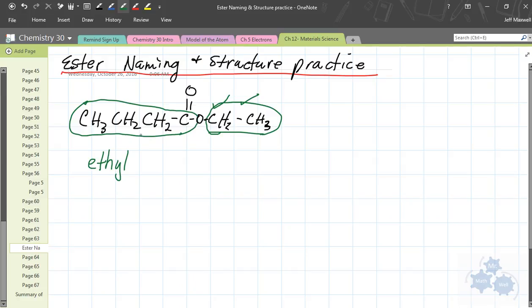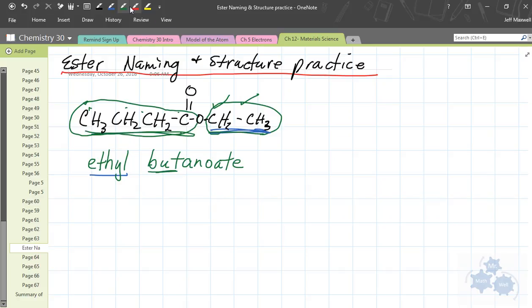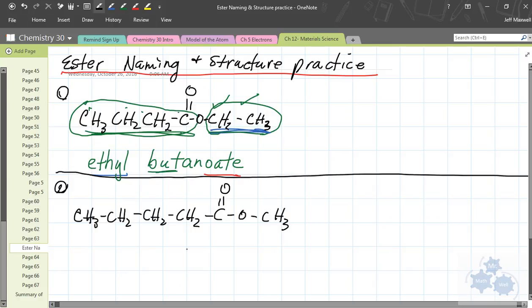Then you go back to what you might consider the parent chain. So 1, 2, 3, 4, what's that? That's but. Good. So what do I put after but? Yeah, anoate. Very good. So we have the ethyl, which matches this group right here. We have the but, which is the 4-carbon chain there. And then we have the oate, I guess, because it's an ester. Okay, there's example 2. We'll go ahead and name that, and we'll talk about that in a second.